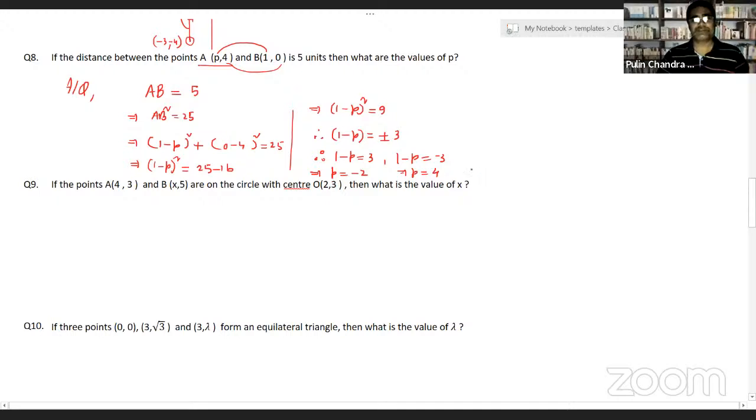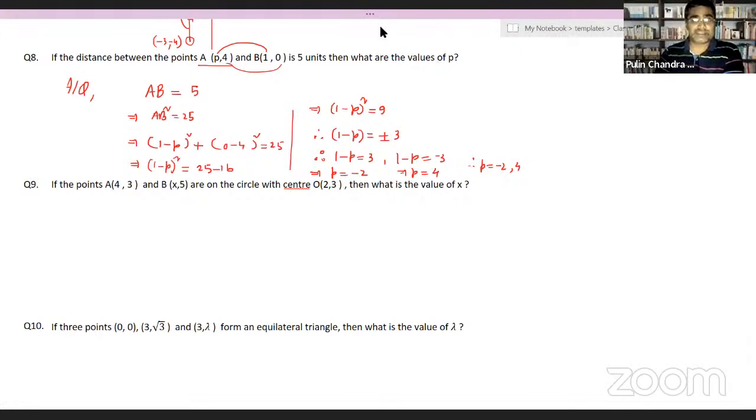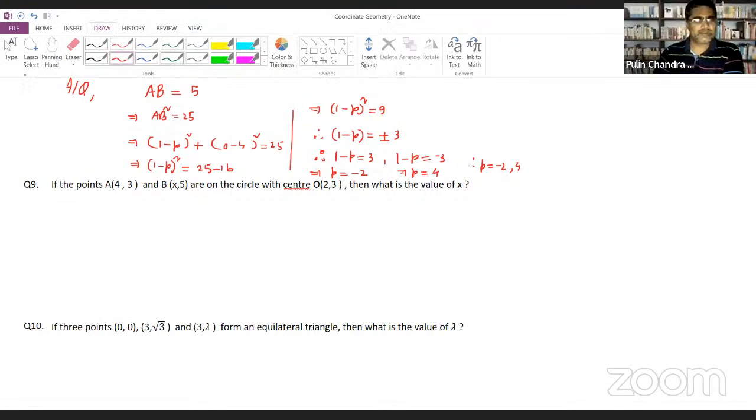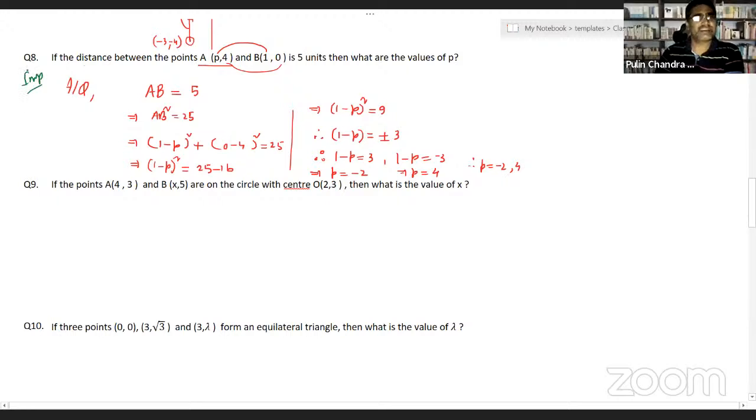So you have two values. Therefore, P equals -2 and 4 are the required values. That's it. Okay? But this is really a very important question. No doubt, important doesn't mean that it is a difficult question.